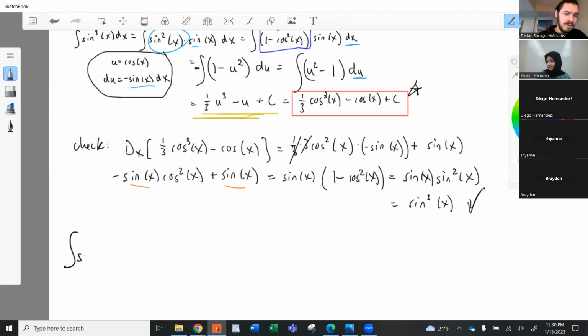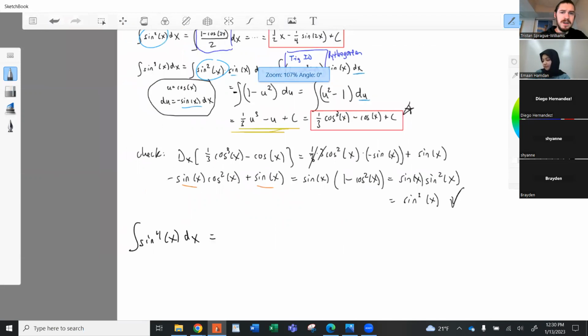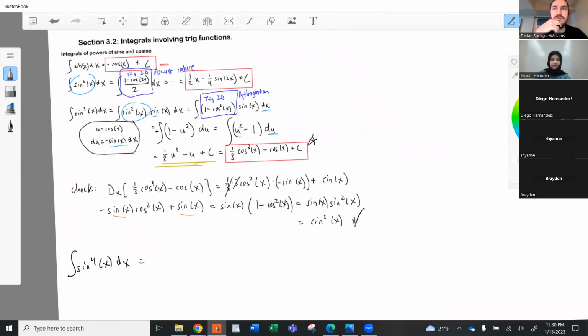All right. Sine to the fourth. So any ideas? How do you think we can do sine to the fourth applying one of these two strategies? We're not going to do the whole thing. I think it might not be worth going through the entire process. We'll kind of get it started.